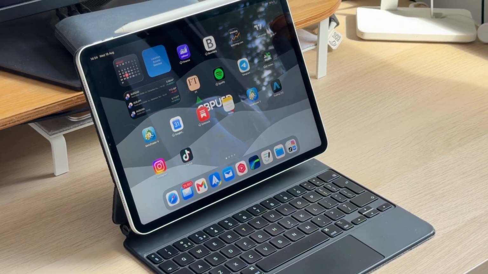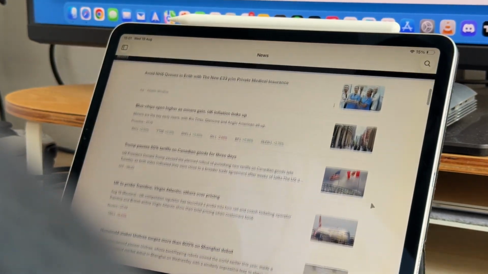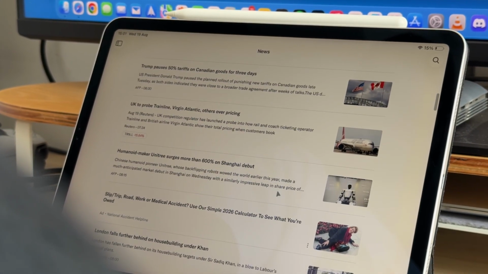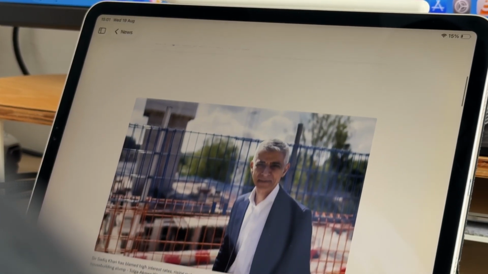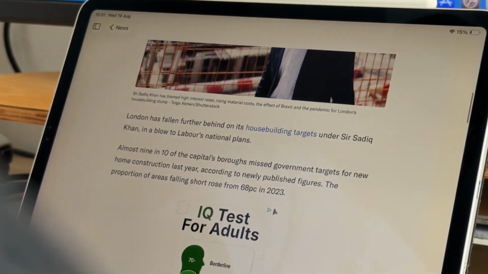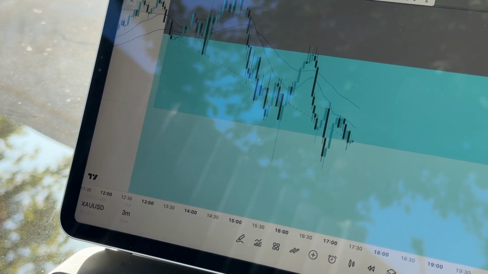I've been using an iPad for trading for years, and these are the types of apps that I find most useful when I'm analysing markets and keeping up with what's happening financially. And just to be clear, these apps aren't going to make you a profitable trader overnight. They're simply tools that can make the process of analysing and following the market much easier. So let's get into it.